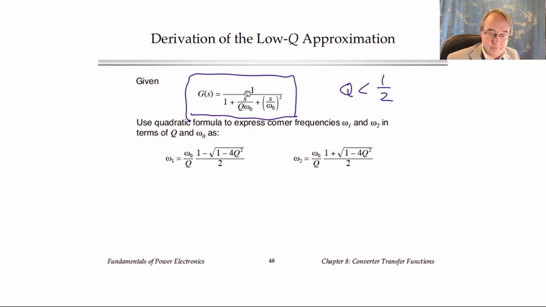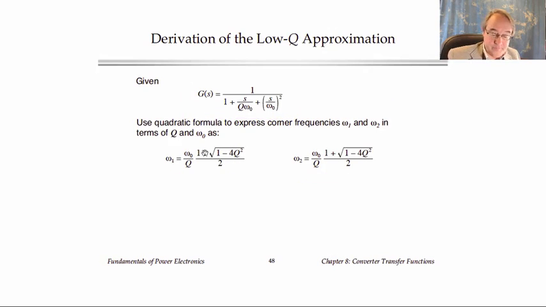So when Q is less than a half, we factor the poles, and the quadratic formula tells us that these are the expressions for the two poles. And you can note that when Q is less than a half, then 1 minus 4Q squared is positive, so we get a real result for the roots. Okay, let's look at whether we can approximate these functions in a much simpler way. So I'm going to look first at omega 2, the high frequency pole.